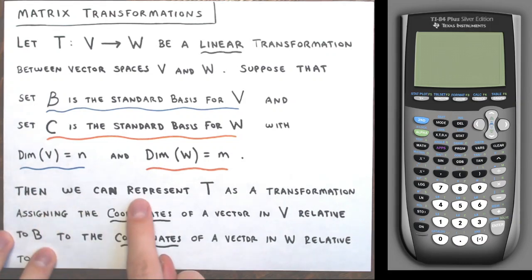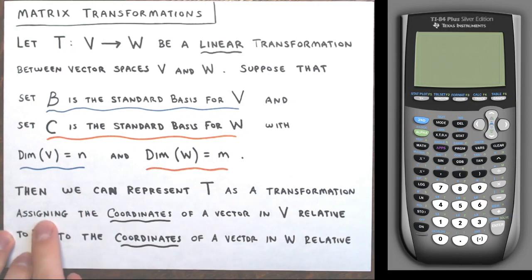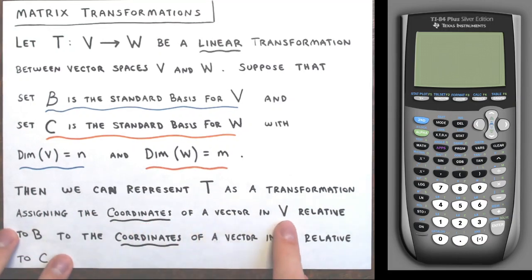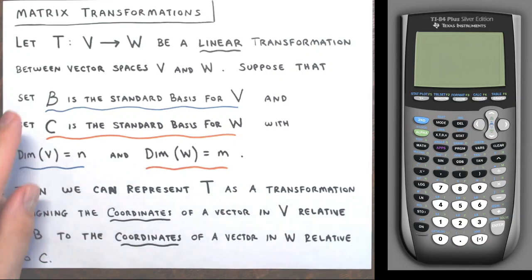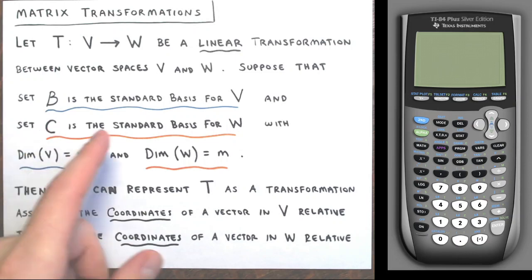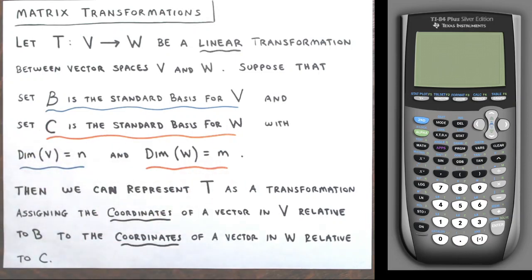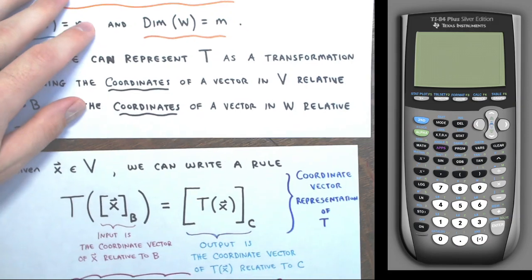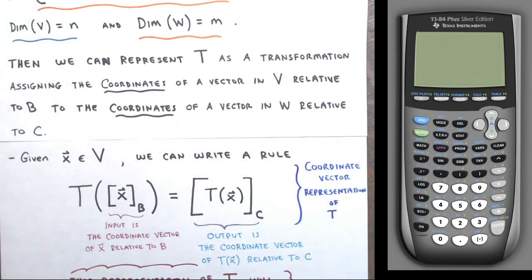Then we can represent T as a transformation assigning the coordinates of a vector in V relative to basis B to the coordinates of a vector in W relative to basis C. So we can take a transformation between any two vector spaces and represent it as a transformation between coordinates relative to basis B from V into coordinates relative to basis C of W. It would look something like this, and I've got examples coming up at the end of the video where I'm doing this, so if this isn't making sense right now, hopefully it will later.